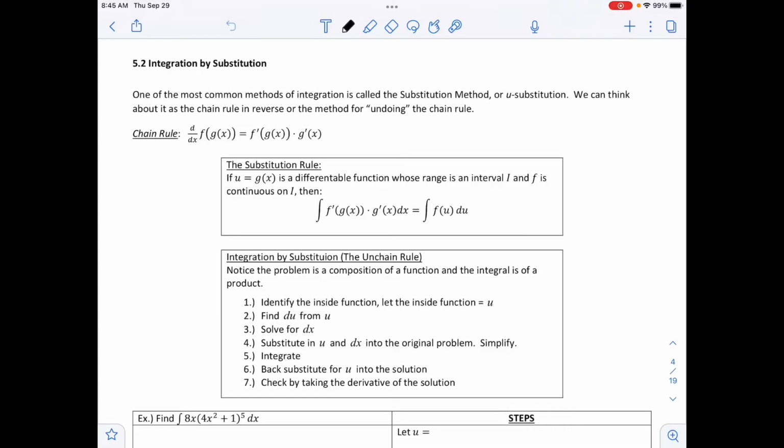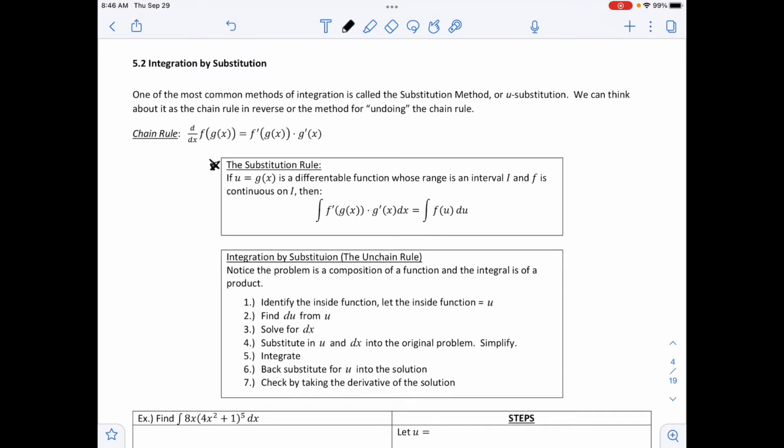We are in section 5.2, integration by substitution. One of the most common methods of integration is called the substitution method, or use substitution, or just even use sub. We can think about it as the chain rule in reverse, or the method for undoing the chain rule. So the chain rule was, remember, the derivative of the outside keeping the inside function the same times the derivative of the inside. And so we have what's called the substitution rule.